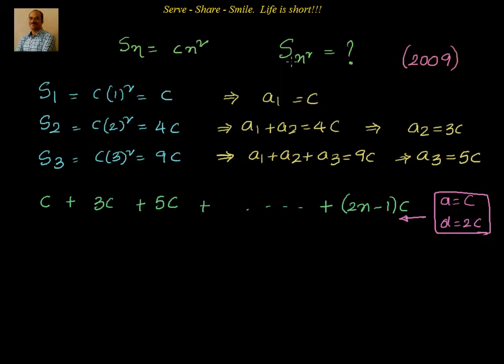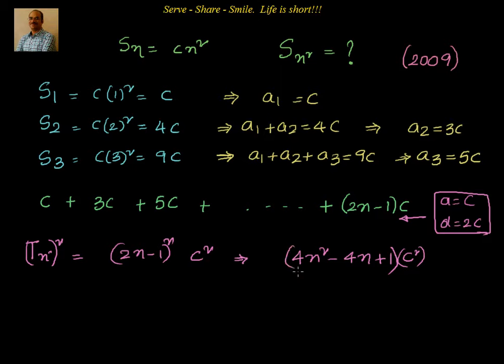But what we want is the sum of n square terms. So first I have to find out tn, then I'll find out the square of your nth term. Tn whole square I have to do, because I have to find out the sum of n square terms. That is nothing but (2n minus 1) whole square into c square, that is equal to c square into (4n square minus 4n plus 1). This is our sigma tn square.